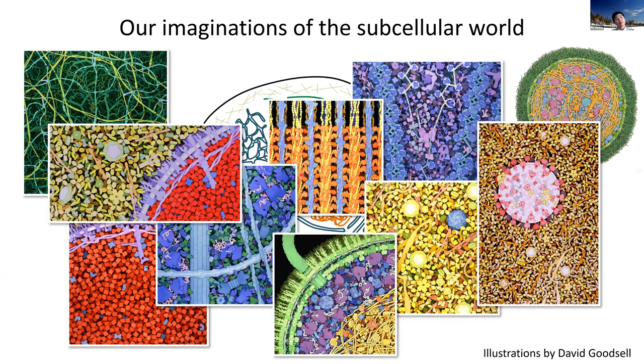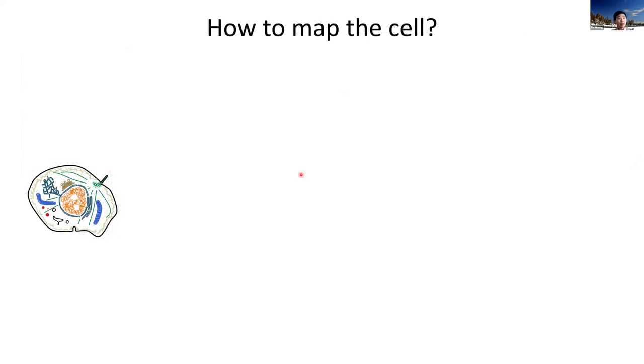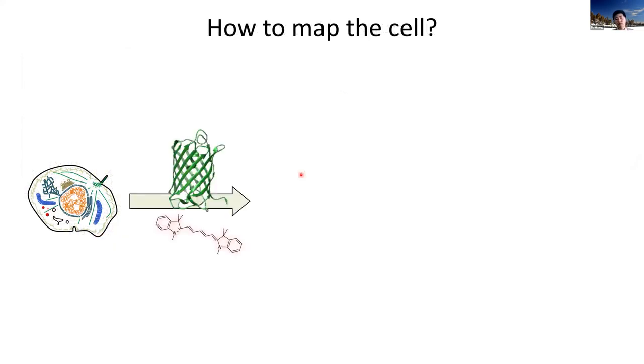To map the cell, there are 3 steps. The first step is we need to put a label on the molecule of interest. Speaking of fluorescence microscopy, we can identify exactly where our signal is coming from, because that's what I've labeled.